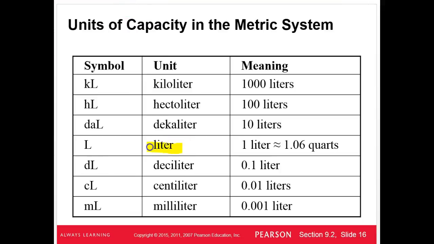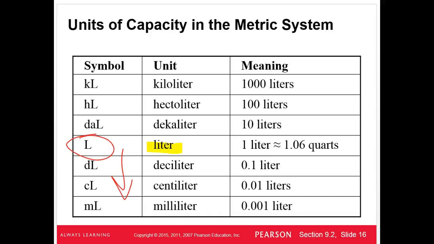There's my base unit. When I go up, I'm getting into more and more liters. Everything's by powers of 10. So 10 squared, 10 to the third, that's 1,000. And then when we go down, we are getting smaller units. So 1/10 of a liter, and then 100th of a liter, and then 1,000th of a liter when we're down there at the milliliter.